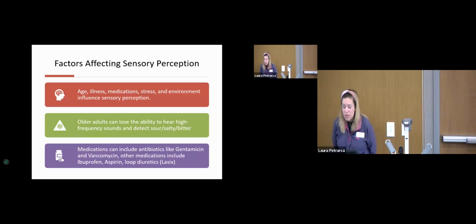And with your older adults, and I said this earlier, they can lose the ability to hear high frequency sounds, which is why you don't want to yell at them. And they usually can only detect sweet tastes as we age. We lose the ability to detect sour, salty, and bitter, which, I mean, I like sweet, so that's okay for me, but we want to keep that in mind for our patients.